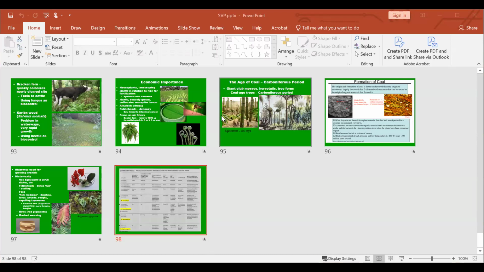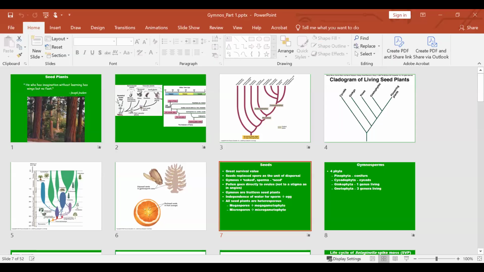So now we see that there's a shift. The spores aren't released anymore. All right, so with the seeds, the second bullet point, the seeds replace the spore as the unit of dispersal. What that means is that the seedless vascular plants release the spores. They let those fly away, go and land somewhere, and those spores should germinate and grow into the gametophyte.